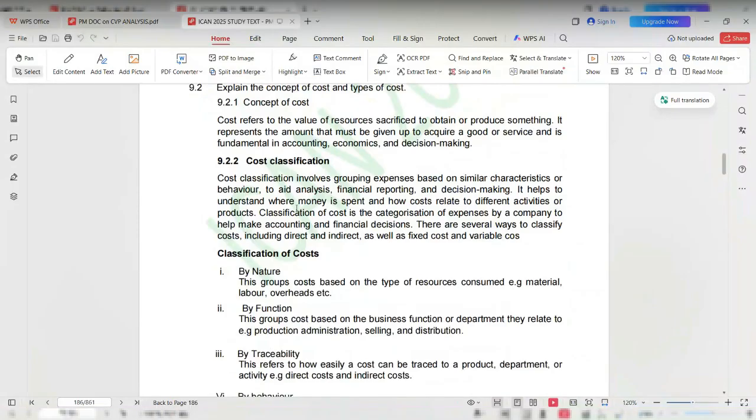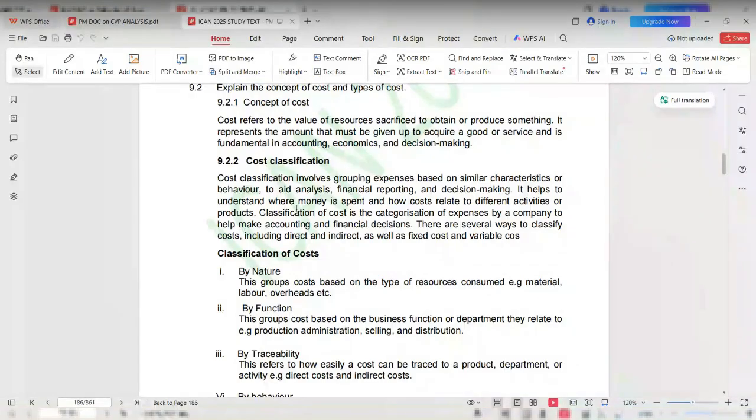All right. Now, the classification of cost can be by nature. Please don't forget, by nature. This groups cost based on the type of resources consumed, e.g. material, labor, overhead, etc. When we are classifying cost by nature, it groups the cost into the type of resources we actually consume. An example of classification by nature is material, labor, overhead, etc.